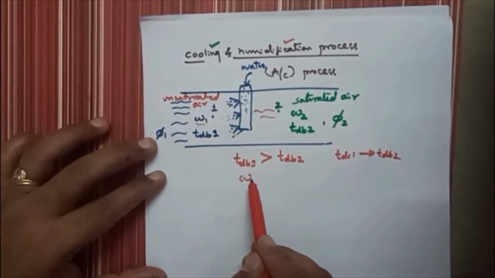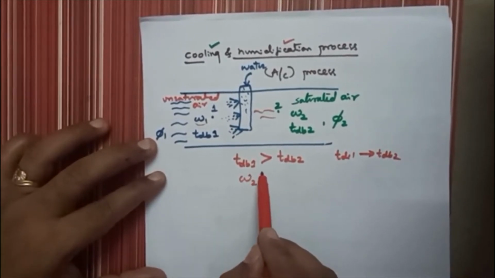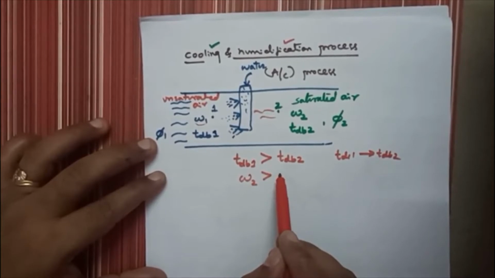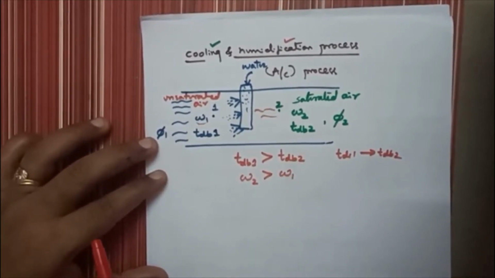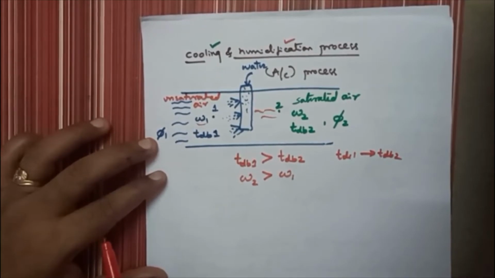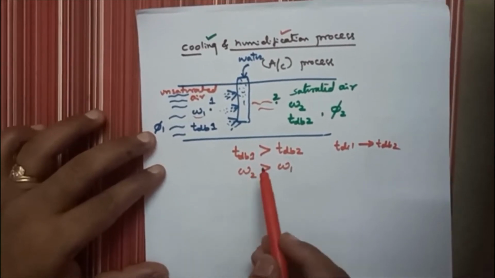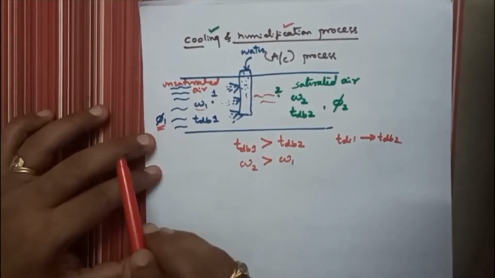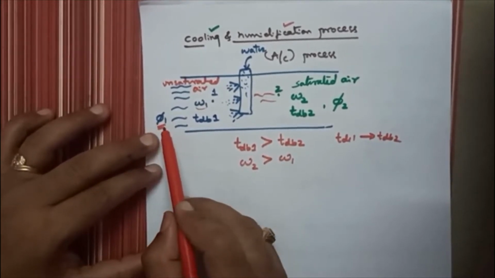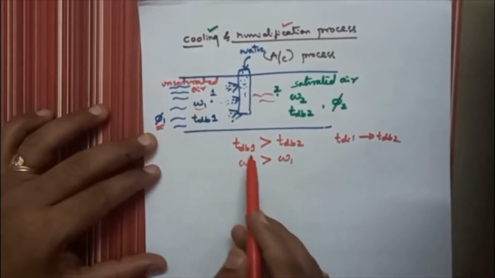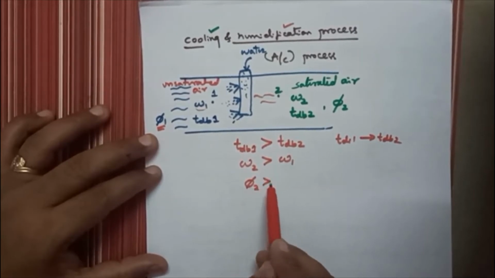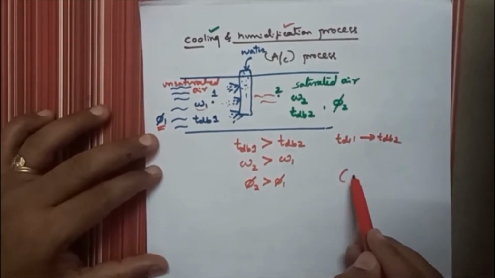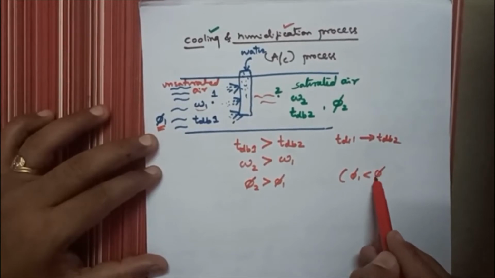So at point number 2, the water content is more than at point number 1. Omega 2 will be more than omega 1. And the relative humidity depends upon the water vapor, and here the water vapor is less at point 1. Obviously the value of phi 1 is less than phi 2. So phi 2 is more than phi 1, or phi 1 is less than phi 2, both are the same.